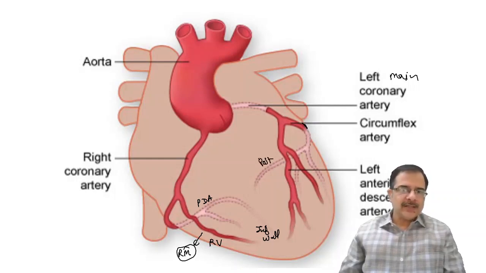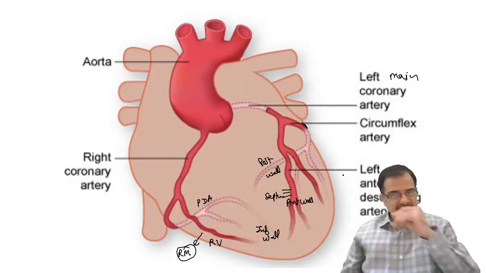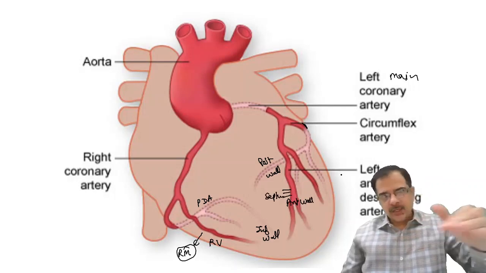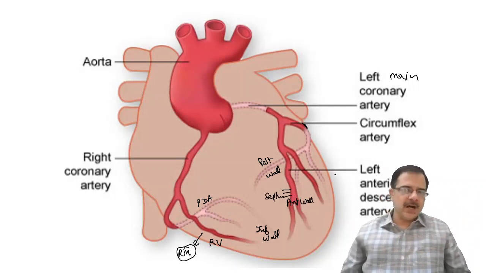The dotted areas are the branch of the circumflex which is going posteriorly, and anteriorly it continues as the anterior descending artery and it supplies the anterior wall and perforator branches to the septum, the anterior septum. So this is a broad idea about the blood supply of the heart.